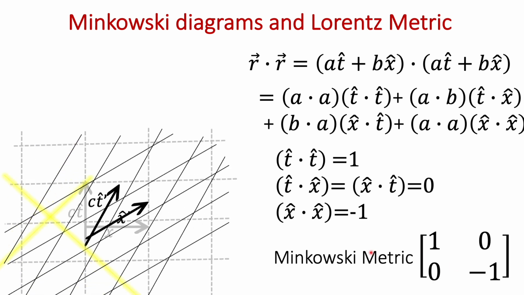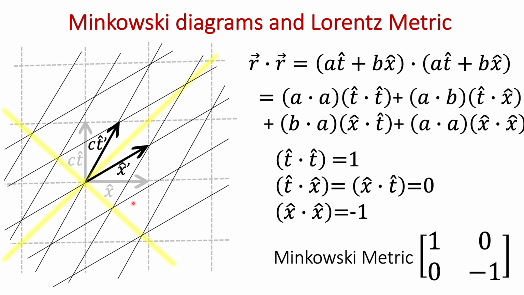For instance, if we have a space which is defined by the basis vector x hat and ct hat, then after the Lorentz transformation, the x hat will change to x prime hat and ct hat will change to ct prime hat. And the yellow line defines the direction of light, which also forms the light cones.